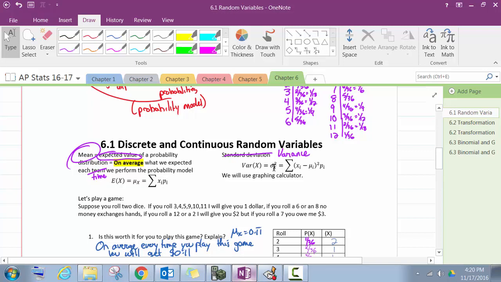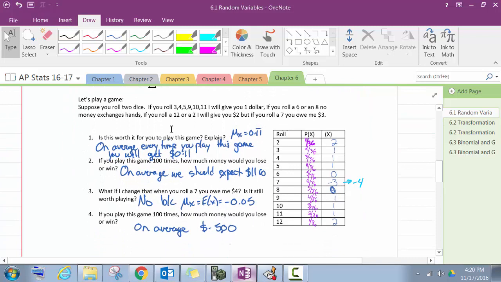The variance, sigma squared, is found with this formula, but we're going to use a calculator, and I'll show you that. So let's play a game. If you roll a 3, 4, 5, 9, 10, 11, I will give you $1. So 3, 4, 5, 9, 10, 11, we give you $1. Here we are. That's our x value because it's a numerical quantity of a chance process. $2, $1, $1. If you roll a 6 or 8, no money's exchanged, so zeros. If you roll a 12 or a 2, I'll give you $2. But if you roll a 7, you owe me 3, so it's -3.